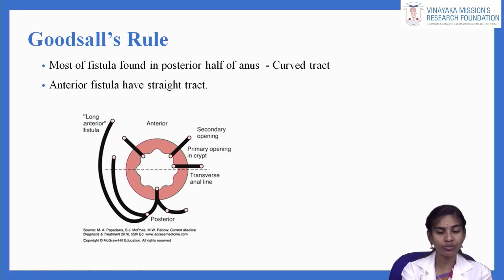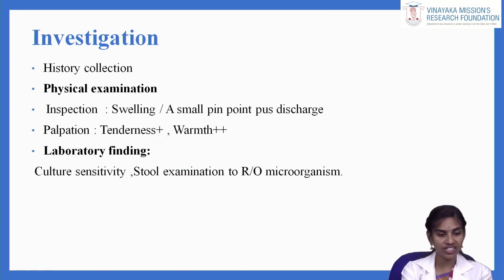Most fistulas are found in the posterior half of the anus and have a curved tract. Anterior fistulas have a straight tract. So this is an anterior fistula and this is a posterior fistula. The investigations are history collection and physical examination.